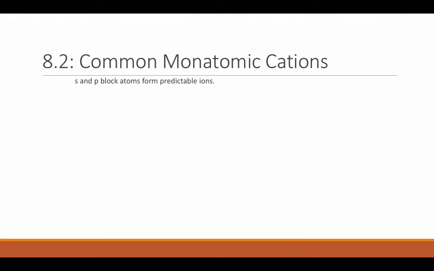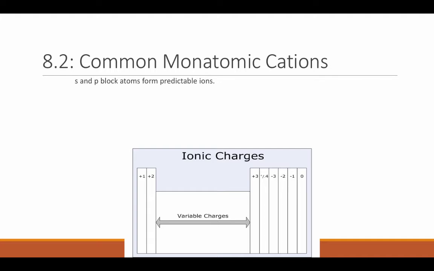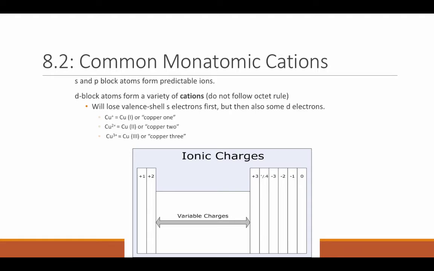Note that in the previous slide we only talked about S and P block atoms because these are the atoms that form predictable ions. Showing these charges again, we see that they can easily be predicted by their position on the periodic table. D block atoms, however, will form a variety of cations and do not follow the octet rule. This is due to the fact that they will lose their S electrons first, but then will also lose a few D electrons. There's no way to predict exactly how many D electrons will be lost.